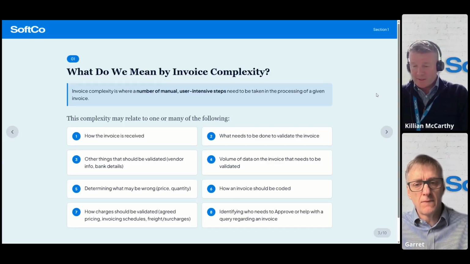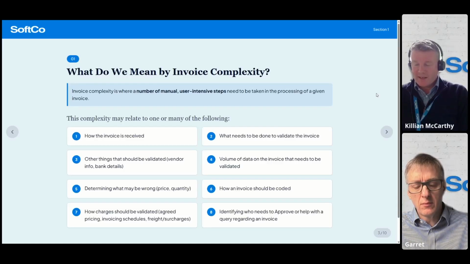More and more invoices, people are having multi-page invoices, multi-line invoices. So the volume of data on invoice can make it complex to process. So if you've got single line, multi-line, but one of the most common scenarios that we would often be asked about is, I'm very happy with a single invoice, one line PO.